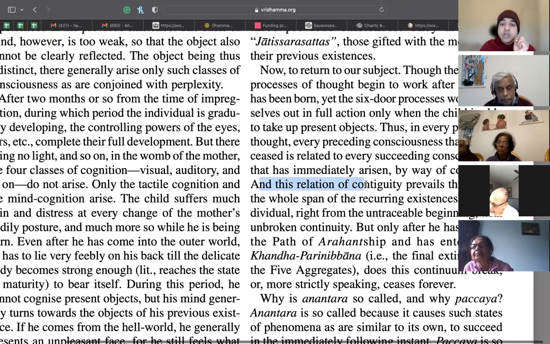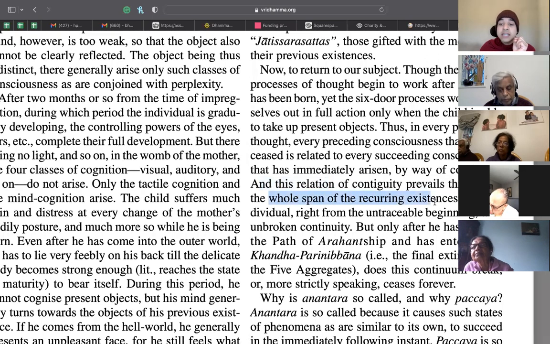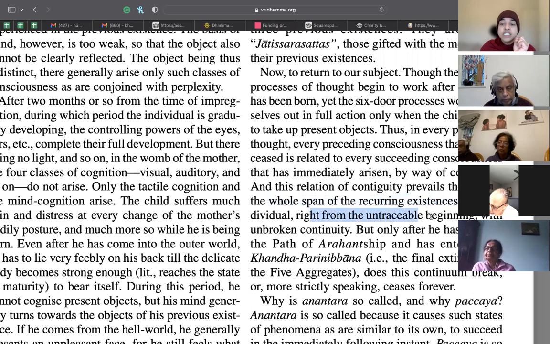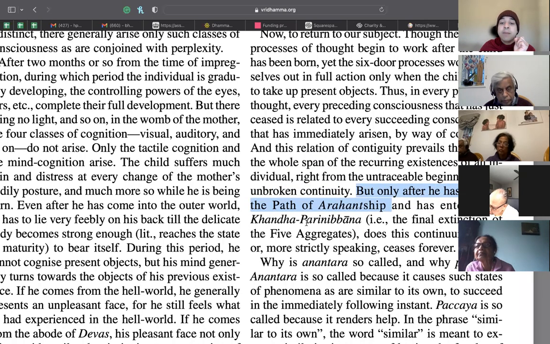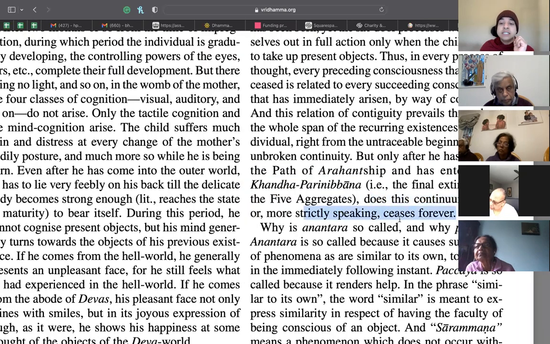And this relation of continuity prevails throughout the whole span of recurring existences of an individual, right from the untraceable beginning with unbroken continuity, but only until he has attained the path of arahantship and has attained the Khanda Parinibbana. Up until that point, it continues on, right? Does this continuum break, or more strictly speaking, cease forever?